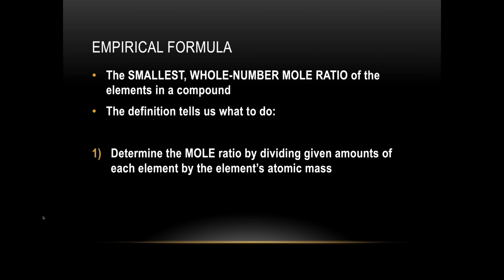Well, first we have to take the amount of each element we have and convert it into moles. So what we do is we divide the given mass of each element by the element's atomic mass, and this will give us what we're looking for.